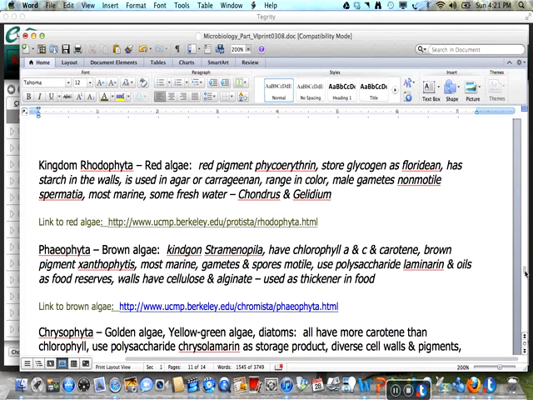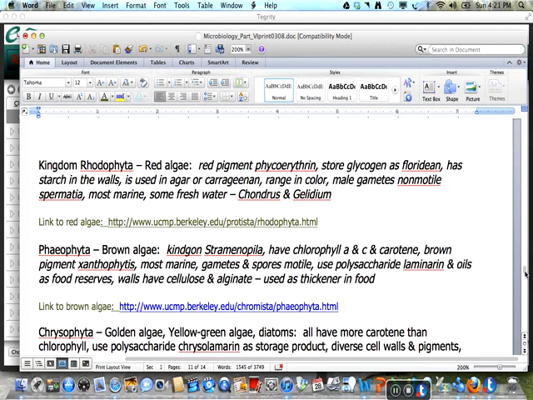The phaeophyta are the brown algae. They are in the kingdom Stramenopila. They have chlorophyll A and C, carotene, and a brown pigment, fucoxanthin. Most are marine. The gametes and spores are motile. These algae use the polysaccharide laminarin and oils as food reserves. The walls have cellulose and alginate, which are used as thickener in foods.